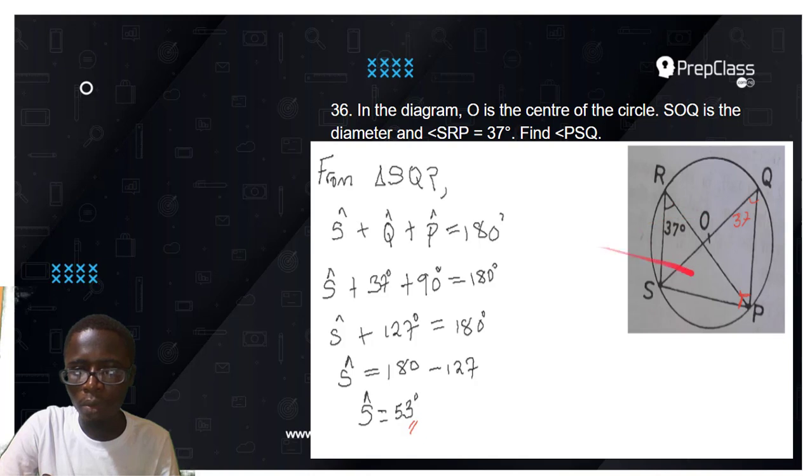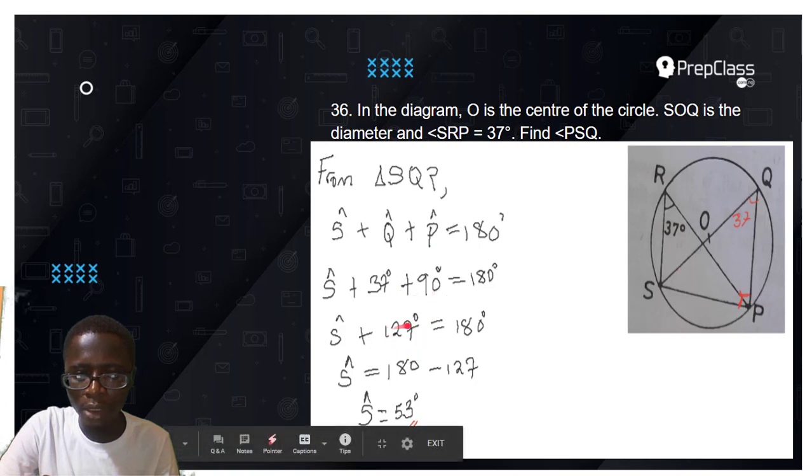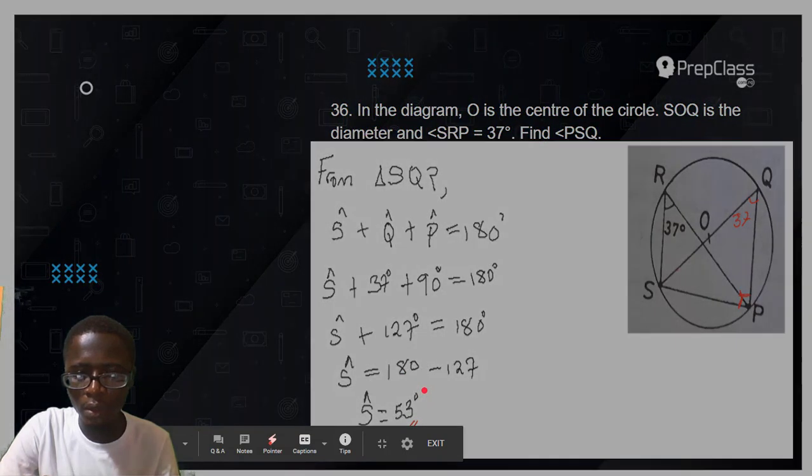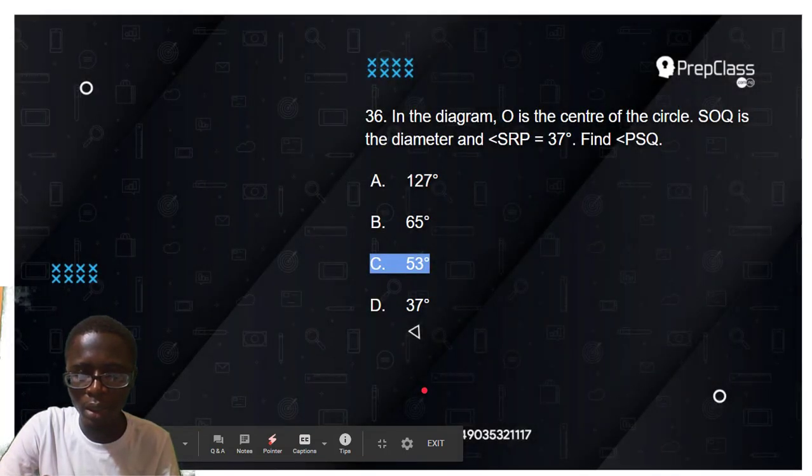So now we are looking for the angle at S. Angle at S, angle at Q, and angle at P, the sum must be 180 degrees. Angle at S is unknown, angle at Q is 37, angle at P is 90. By the time we add these, we have 127 degrees. So angle at S is 180 minus 127, which is 53 degrees. So this is option C.